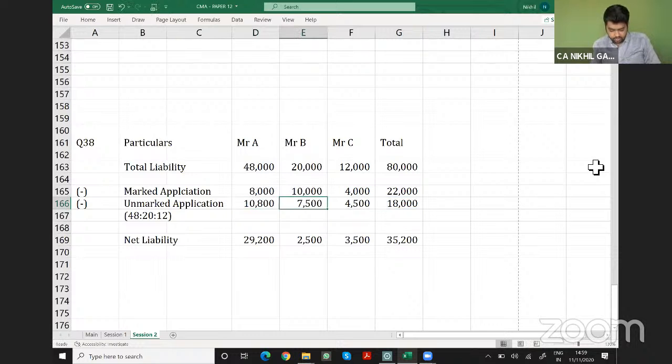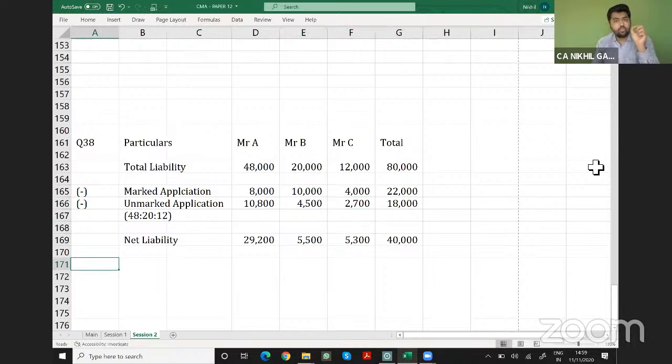42 divided by 80, divided by 80. This should be divided by 80. This should also be divided by 80. So the remaining one is 40,000. So we have distributed the marked application as well as the unmarked application.